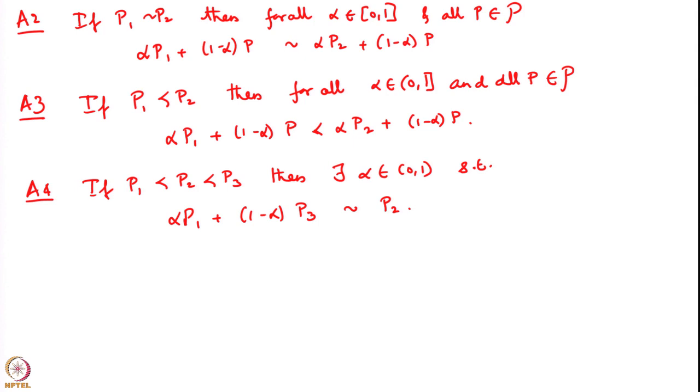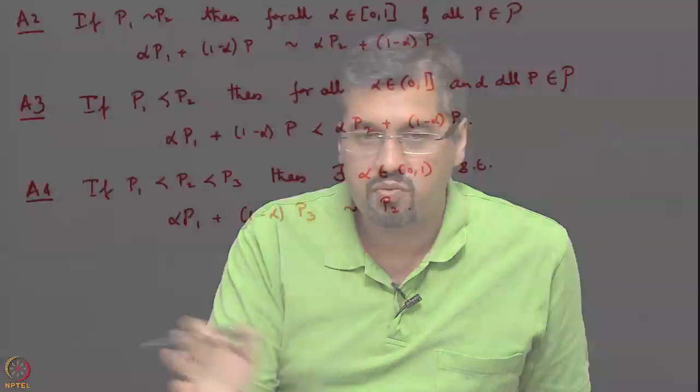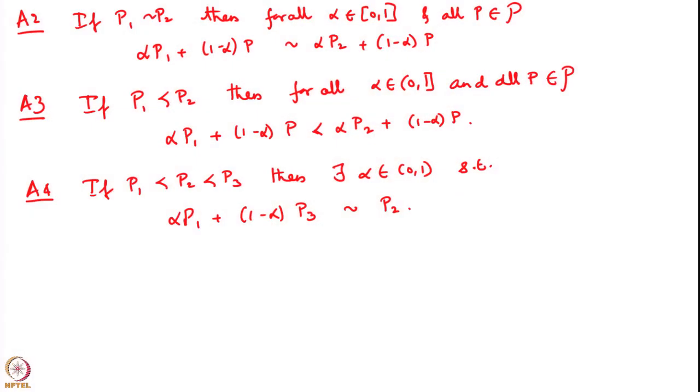So these 4 axioms are very reasonable. They are basically saying that you have some way of ordering lotteries such that the order is complete, and certain mixing rules apply. If you mix P1 with P and P2 with P in certain ways, then the order remains the same, or if they are equivalent, the equivalence is retained. And if you have an ordering between 3 lotteries P1, P2, P3, then you can do some mixing and recover the intermediate lottery. Now, the theorem says simply this.